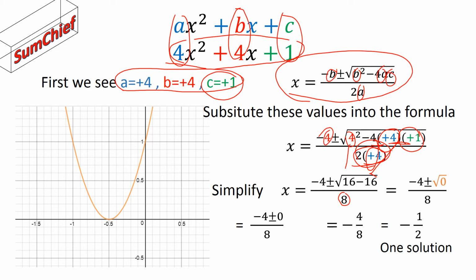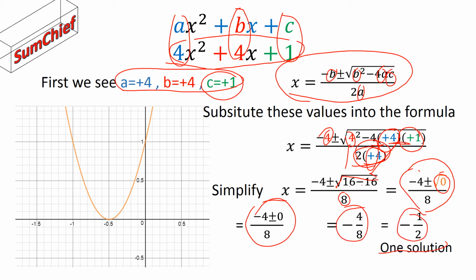So now we get square root of 16 minus 16, which is 0. So now we've got square root of 0 here. That's a little bit different to the last one we did. So we've got minus 4 plus or minus square root of 0 divided by 8. Simplify this a little bit because we'll have two answers: minus 4 plus 0 divided by 8 and minus 4 minus 0 divided by 8. Well, that's the same answer, isn't it? So we've got minus 4 divided by 8, so therefore our answer is minus a half. So we'll only have one solution.